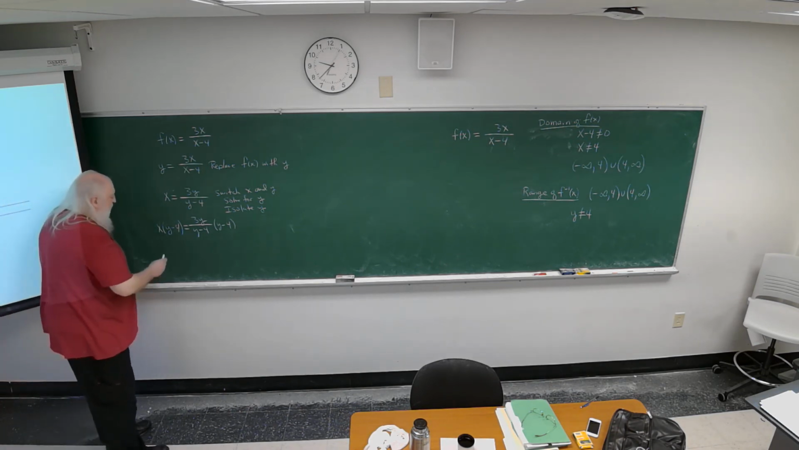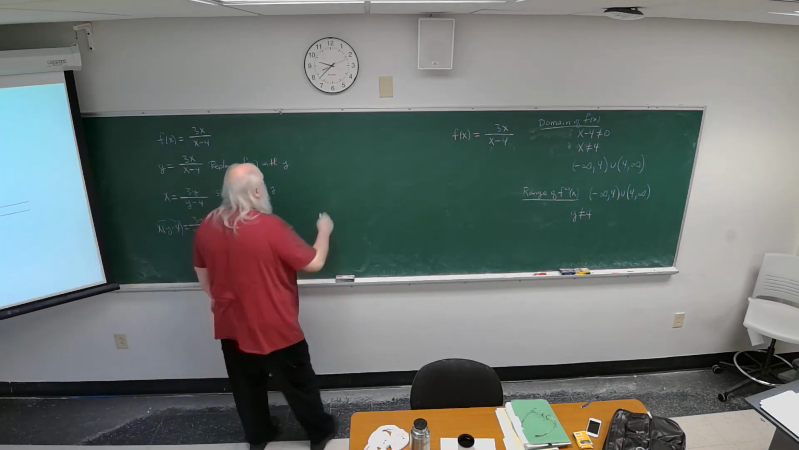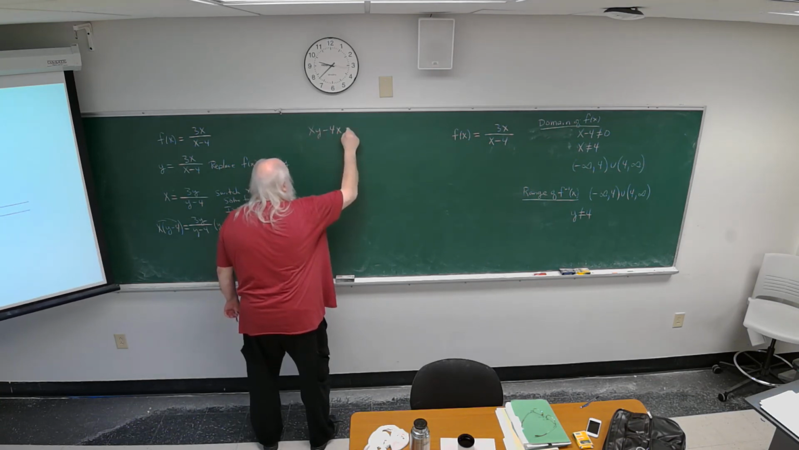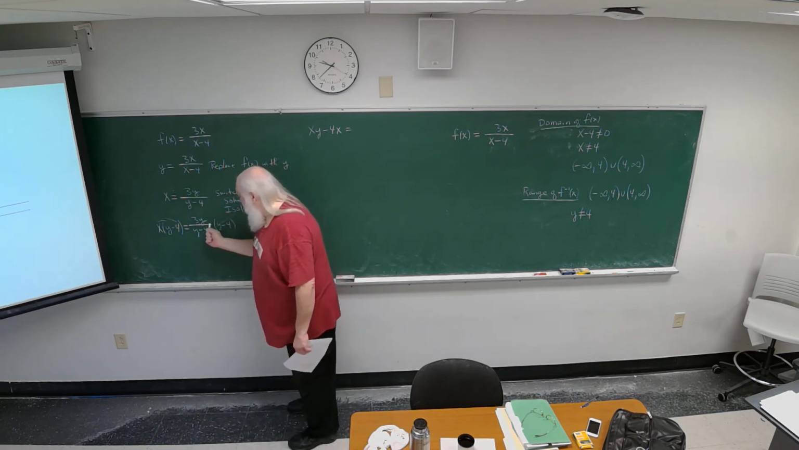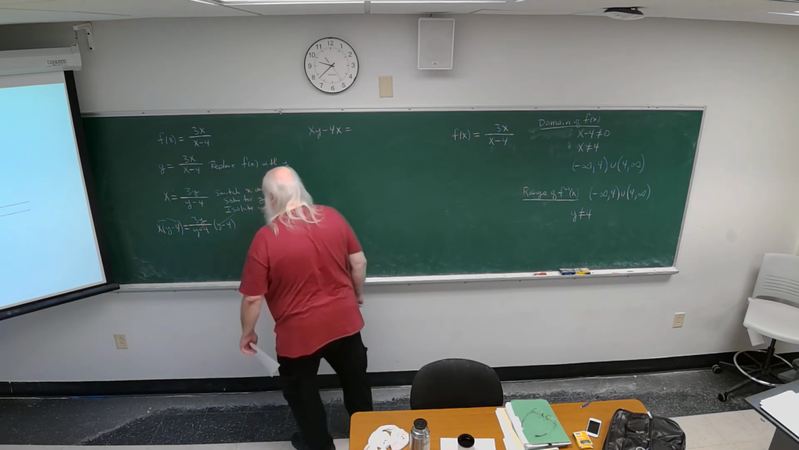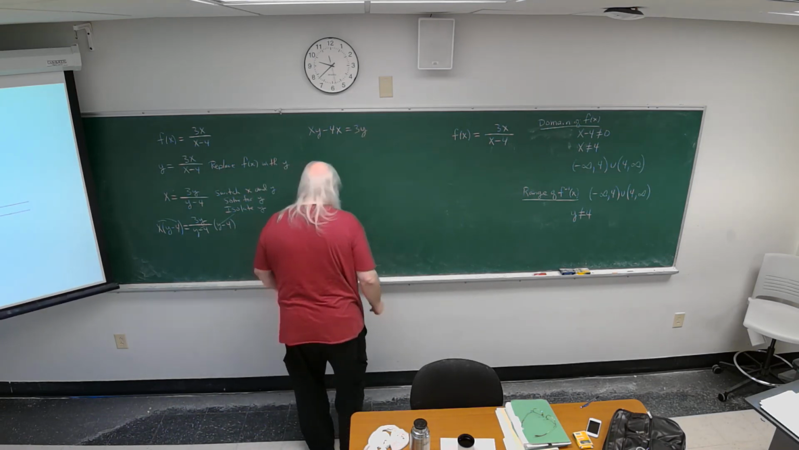Now on the left-hand side, you've got to distribute the x inside the parentheses, and you have x times y minus 4 times x. And on the right-hand side, you can see the y minus 4's cancel. Multiplication does the division, and we're left with 3y on the right-hand side.